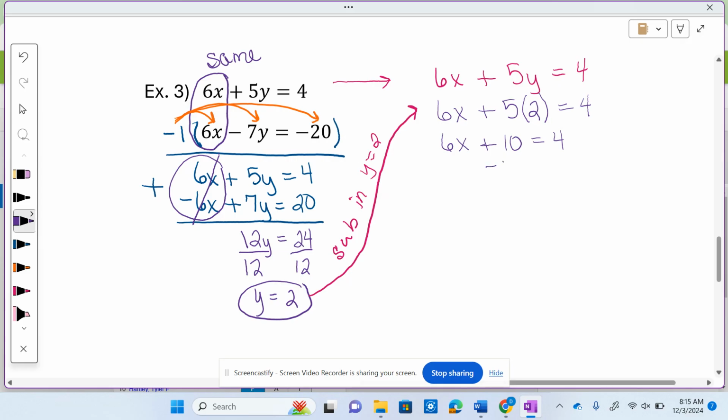Yeah, subtract 10 from both sides. Good job. 6x equals -6. Victoria, what do you want to do next? Divide both sides by 6. X equals, I heard someone say it, x equals -1.